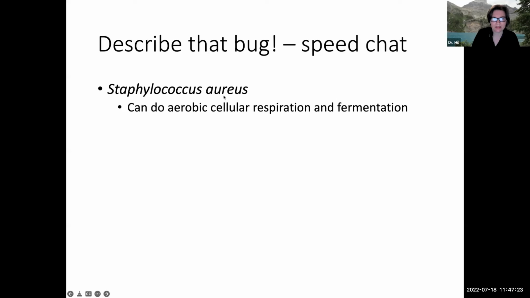So I'm going to tell you about Staphylococcus aureus. Again, you don't have to memorize these facts, but I'm going to give them to you and you're going to interpret them. So one thing about Staphylococcus aureus, which is a common resident of human skin, is that it's able to do aerobic cellular respiration, and it's also able to do an anaerobic metabolism called fermentation. Based on this information, what category would you put it in?